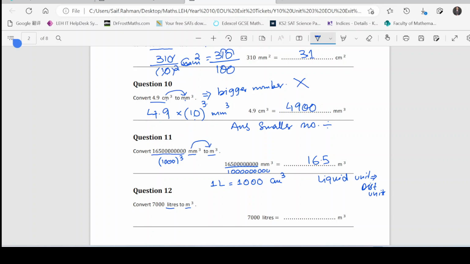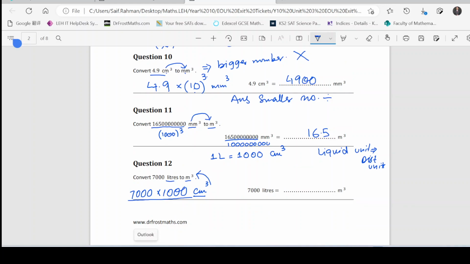So in this case, centimeter to meter, there is 100. So now we are converting from centimeter to meter, smaller to bigger, and our answer will be a smaller number. So to make it a smaller number, we divide by 100 and cube, because there are 100 centimeters in a meter and it's a volume, so we make it a cube.